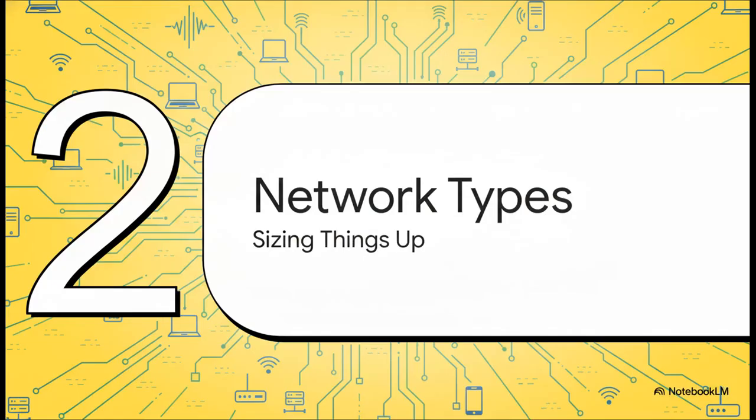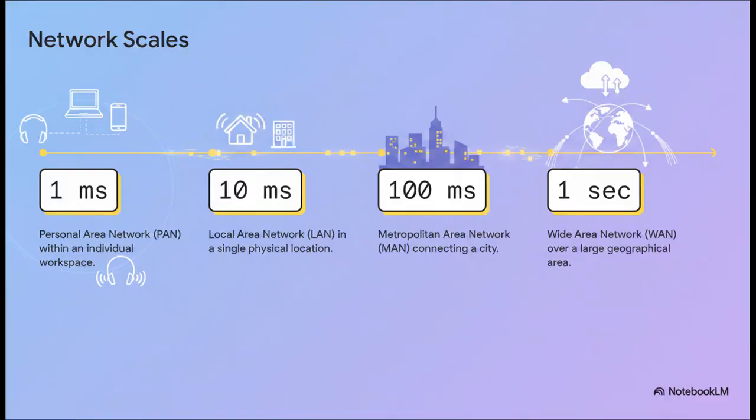So, now that we've got the baseline, how do we actually categorize them? Let's move to Section 2, Sizing Up Network Types. We categorize networks basically by their geographical footprint. And a really cool way to visualize this is using travel time as a proxy for scale. It's exactly why dropping a file to a device sitting next to you feels instant, but a global video call might have that awkward slight delay.